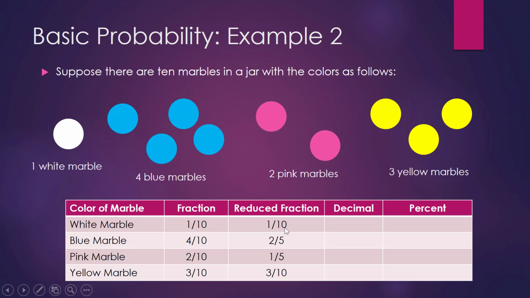1/10 cannot be reduced, so it does not change. 4/10 can be reduced to 2/5, 2/10 can be reduced to 1/5, and 3 over 10 cannot be reduced.